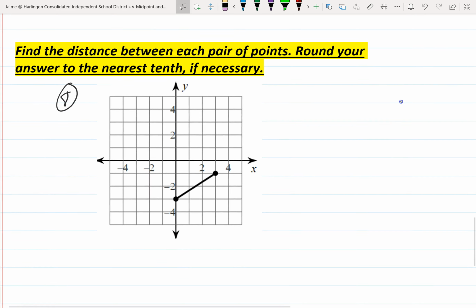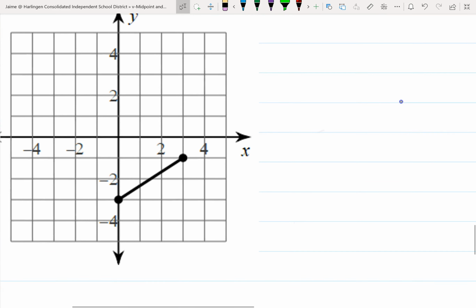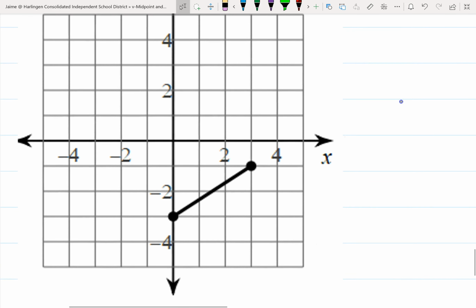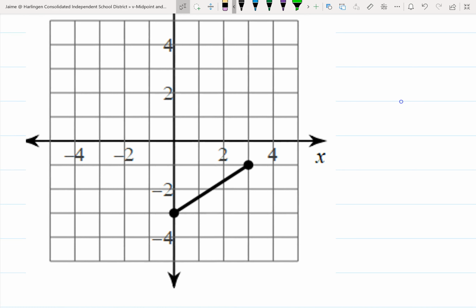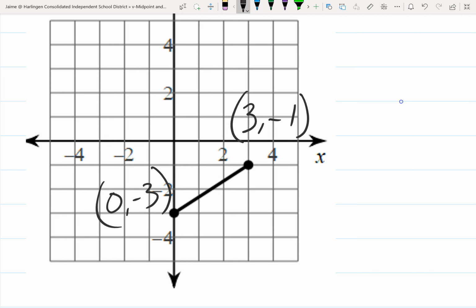The last question here says to find the distance here. So it's a graph, right? So first let's get the points. This is 0 down 1, 2, 3. So this is 0, -3. This one is 1, 2, 3 down 1. So this is 3, -1. x1, y1, x2, y2.